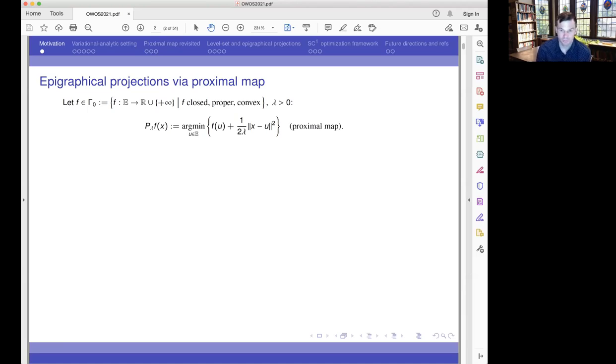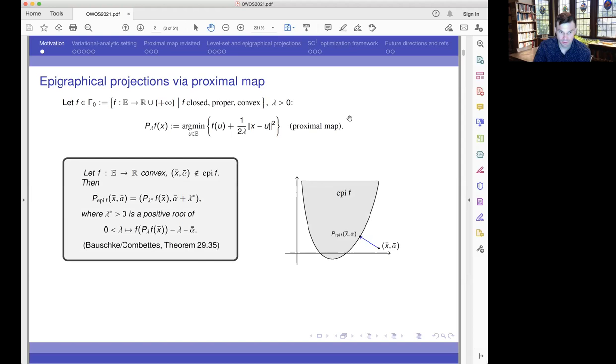Okay, so as we know, the prox map is just the solution mapping of this quadratically perturbed optimization problem here. There's a well-known result which you could find in Bauschke and Combettes' book, or in Amir Beck's book also, that if you want to compute the projection of some point (x̄, ᾱ) onto the epigraph of the function f, right? If f is convex, then that's a convex set. If f is closed, then it's a closed convex set. So everything is nice.